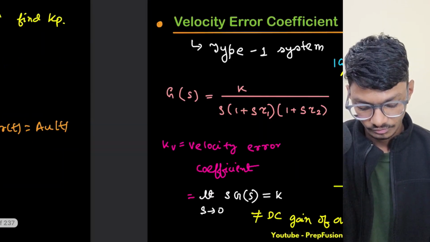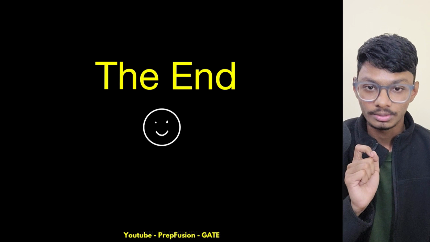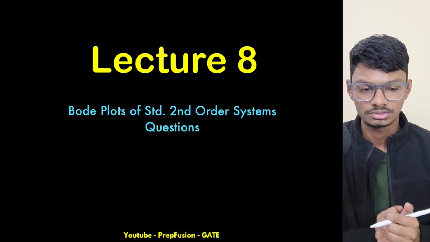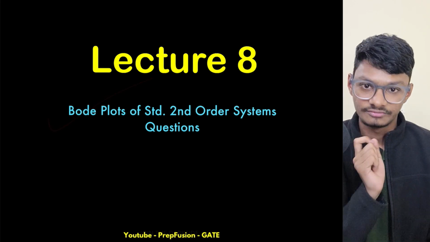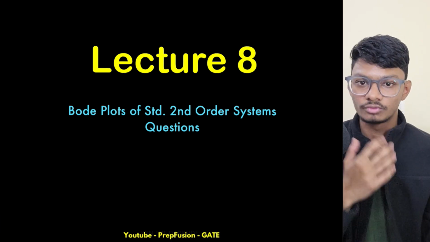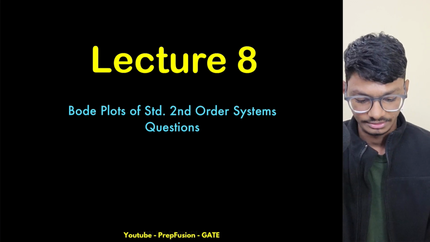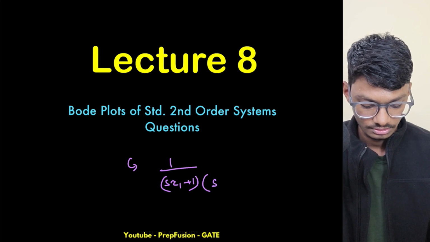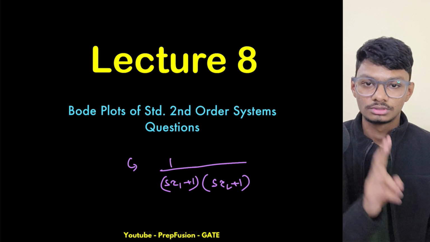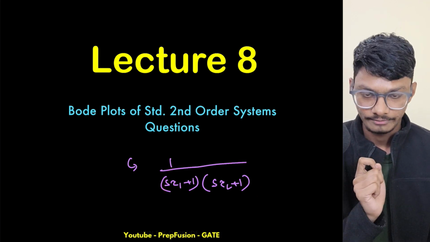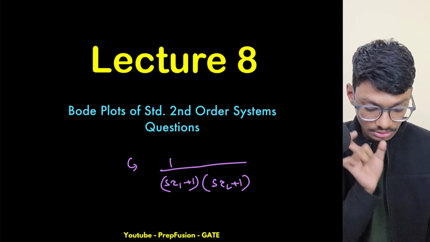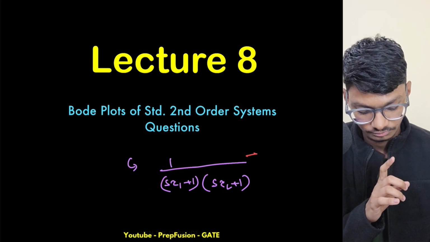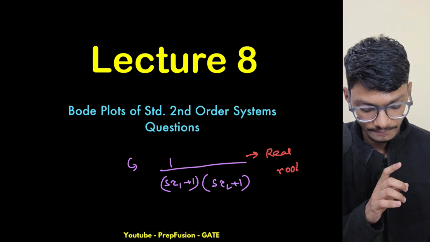So in this lecture, what will we cover? We'll basically cover the Bode plots for the standard second order system. Now you might say, sir, we have already done second order systems for Bode plots. Why are we doing it again? The difference is, until now, whatever second order system we have been plotting the Bode plot for, for example, something like this: (s tau 1 plus 1)(s tau 2 plus 1). These are real and unequal roots, or they may be equal also, but they are real roots.